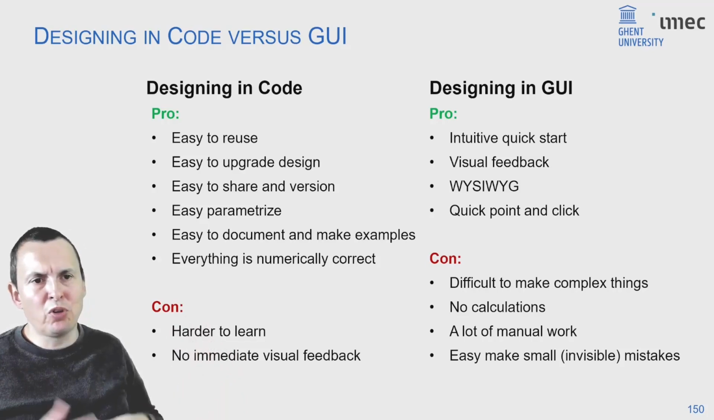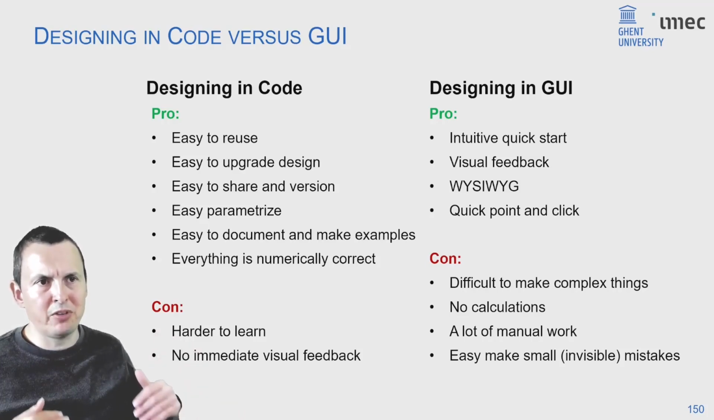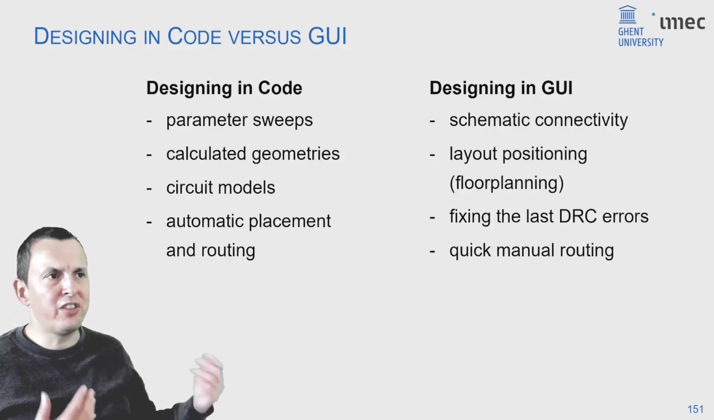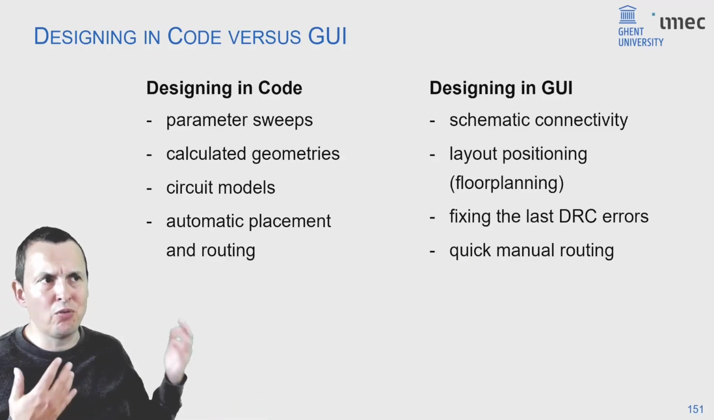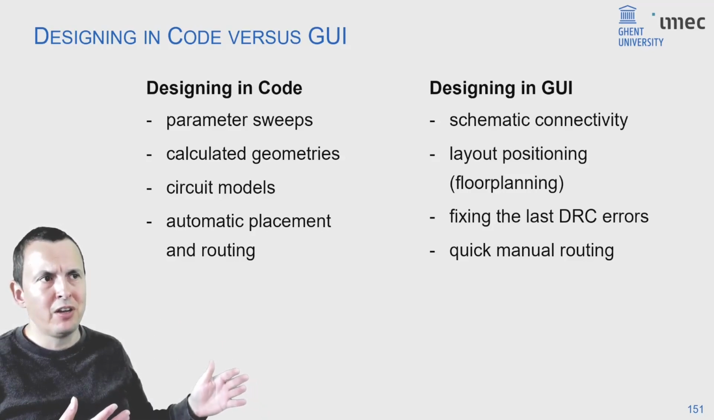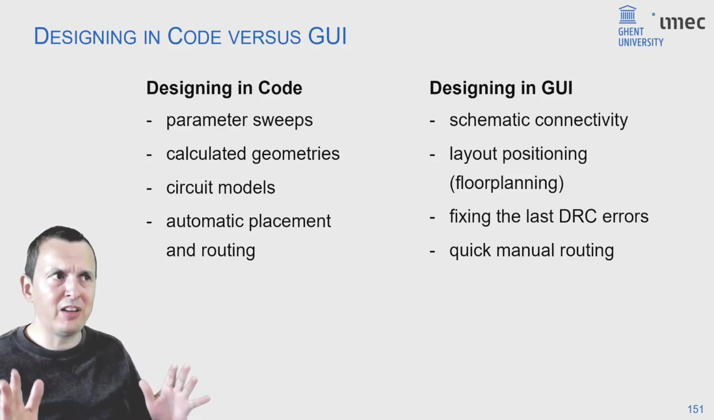But the moment you go to more complex designs, you're going to quickly experience that graphical design environments on their own have limitations. Which is also why a lot of these graphical design environments contain a coding environment in the background, which allows you to basically combine the best of both worlds. So there are certain things that, if you make a design in photonics, you want to do in code, like parameter sweeps with a for loop, or geometries that you need to calculate, or circuit models that need to contain equations, automated routines. You do that in code.